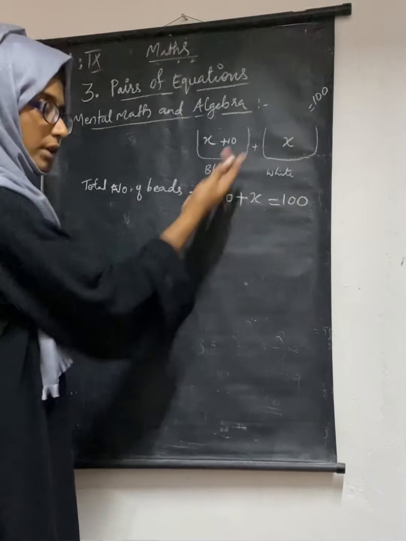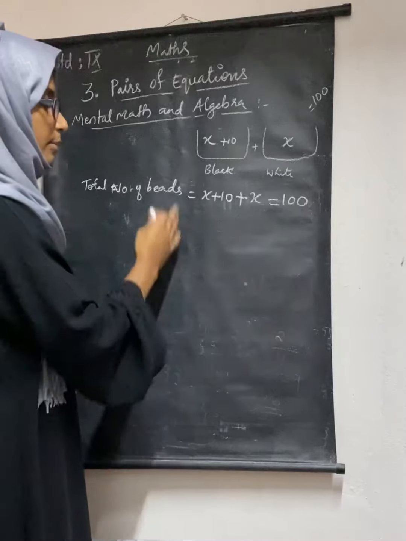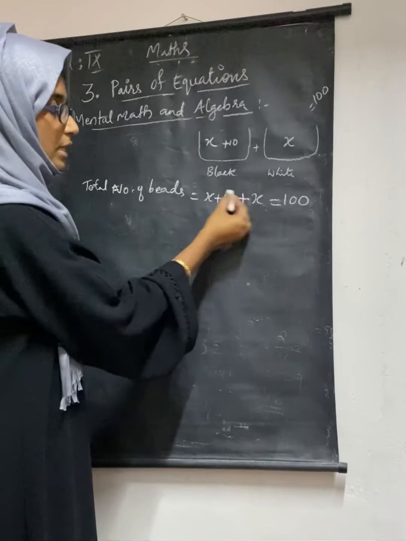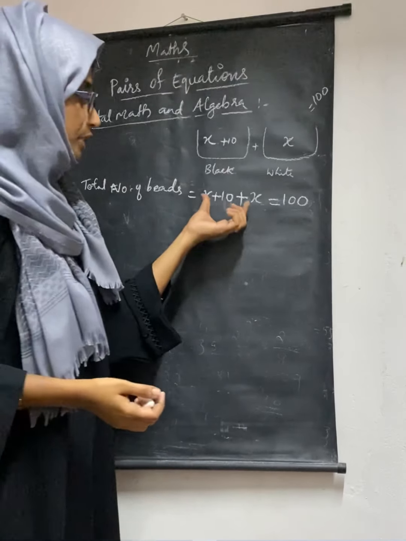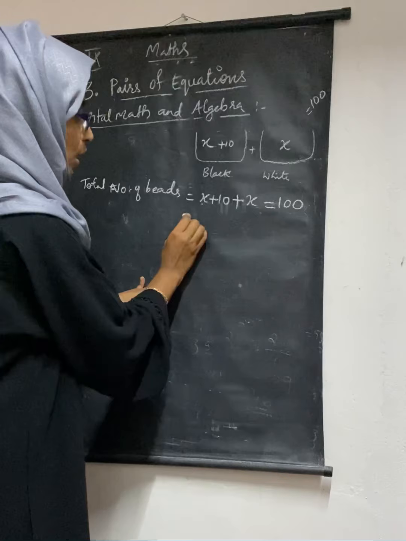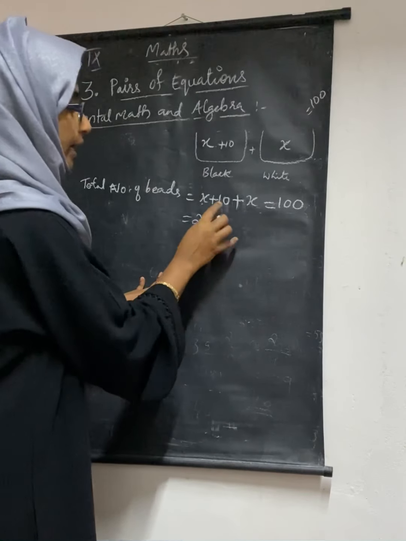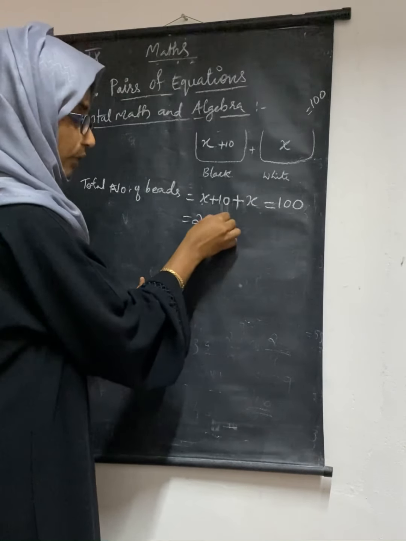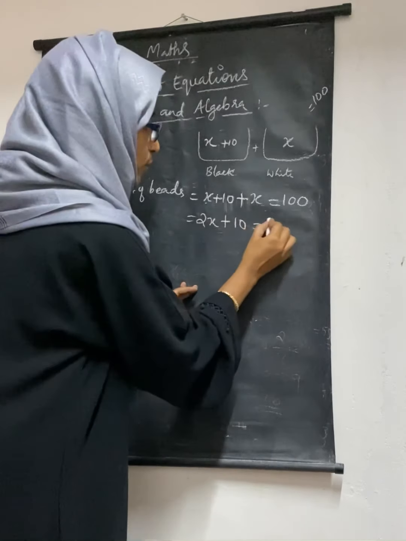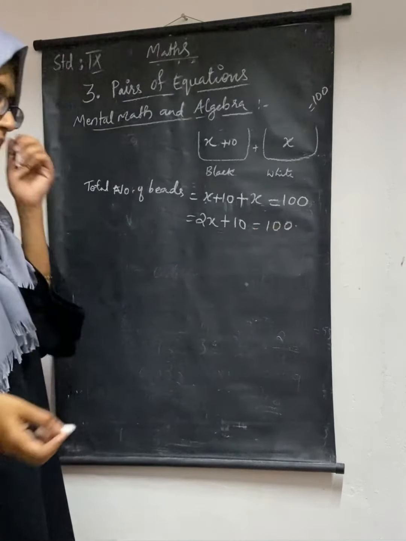Which is unknown, you have to take as algebra, as an alphabet. Now how many x do you have? The same alphabet you have to add together: 1x plus 1x. How many x? It is 2x. And the remaining number, the natural number, you write plus 10. 1x plus 1x is 2x, so 2x plus 10 is equal to 100. This is the way you have to do it.